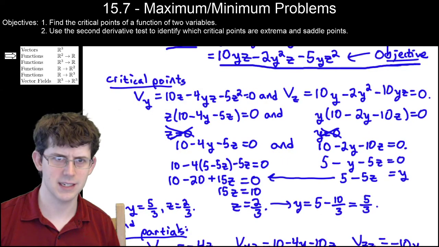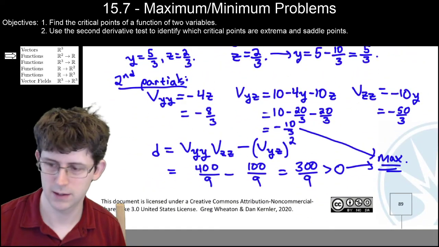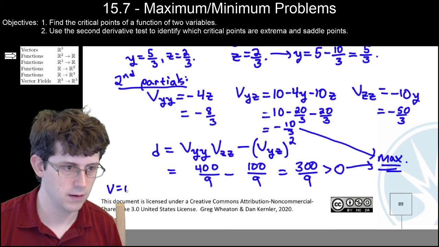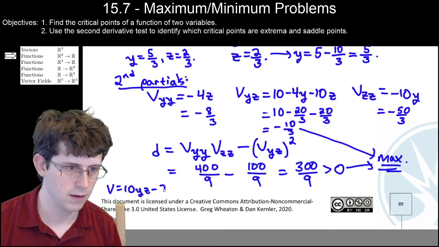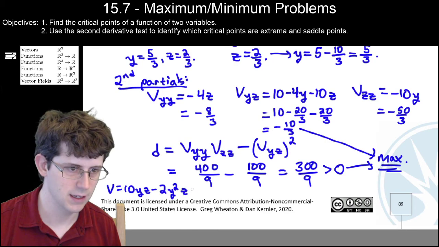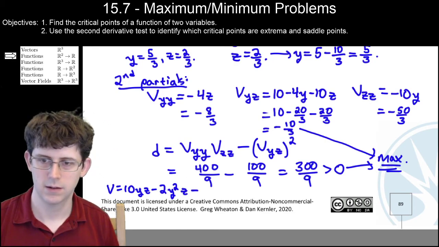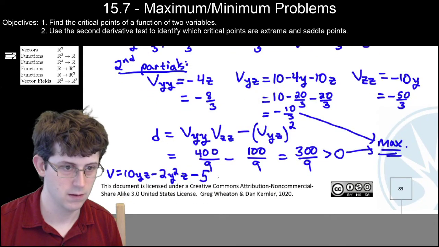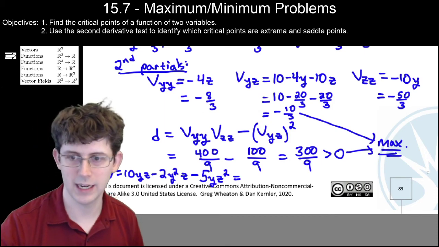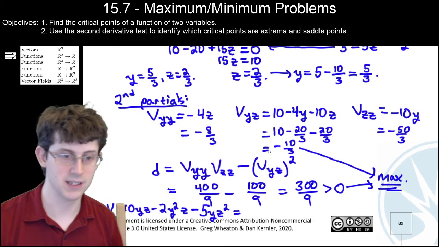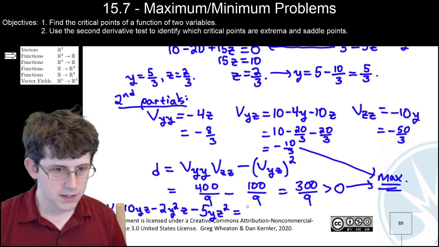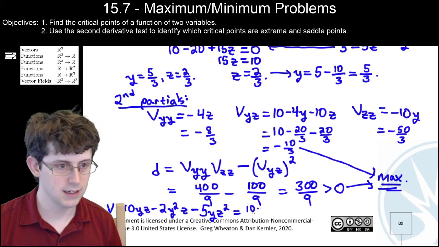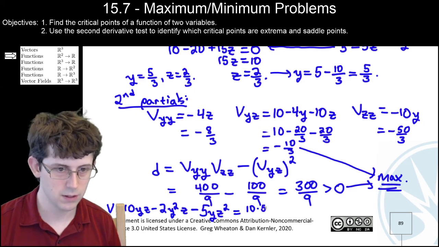So it's 10yz minus 2y squared z minus 5yz squared. When I have y and z here, y is 5/3 and z is 2/3. So this is going to be 10 times 5 times 2 ninths.